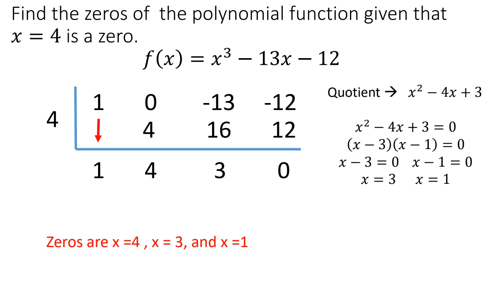So then we have x minus 3 times x minus 1. And if you don't see it, you solve for x. In order for this to equal 0, either x minus 3 is 0 or x minus 1 is 0. So I set them equal to 0, and I see that x is equal to 3 and x is equal to 1. And hence, I found all of my 3 zeros. This is a degree 3, so I should have 3 zeros. So my zeros are 4, 3, and 1.